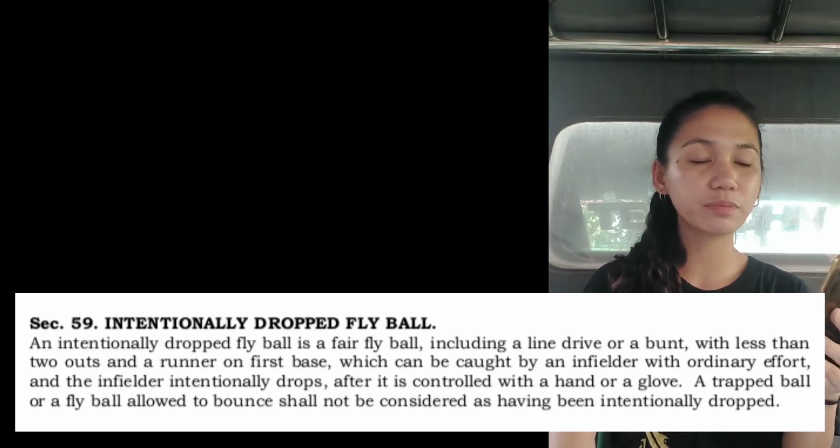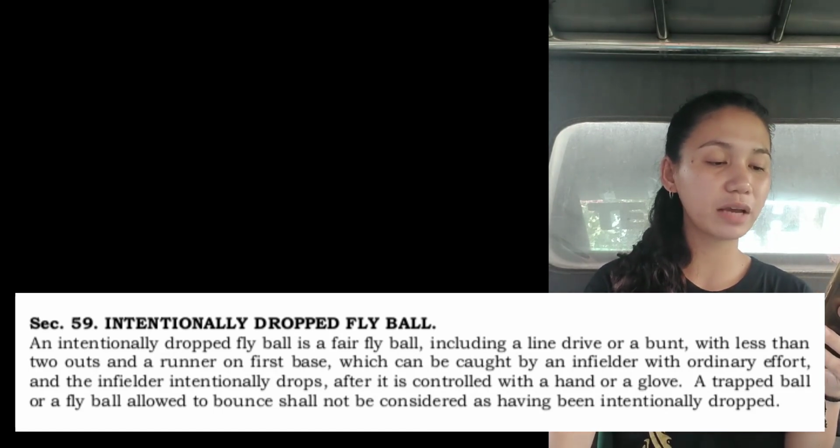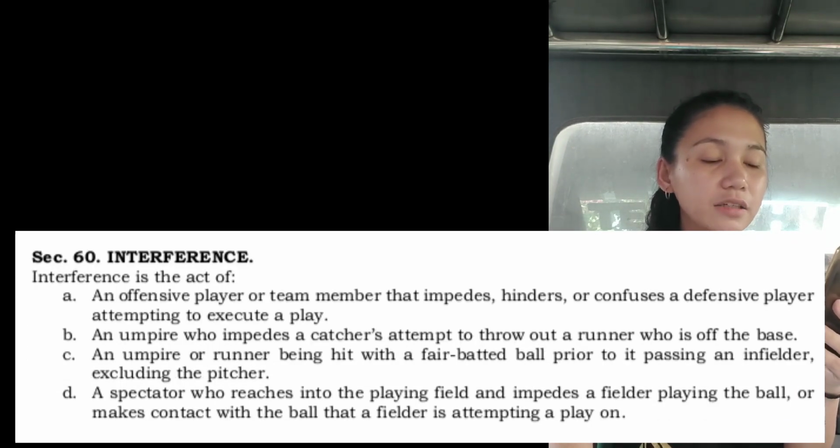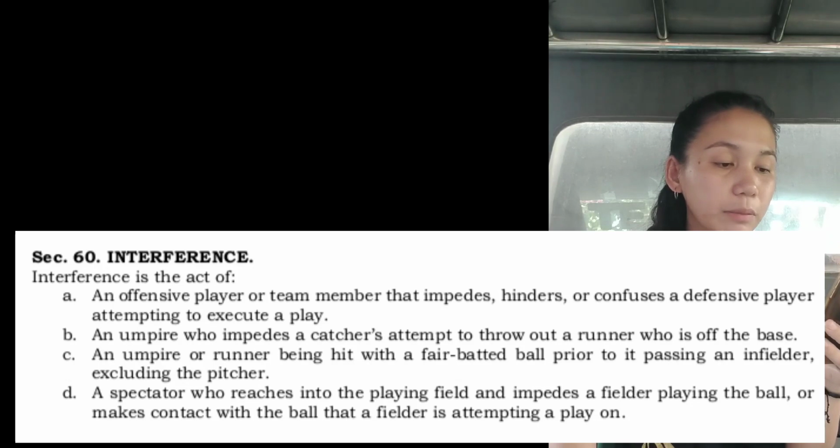So that is section 56, intentionally dropped fly ball. Let's move on to section 60, the interference. An interference is the act of an offensive player or team member that impedes, hinders, or confuses a defending player attempting to execute a play.